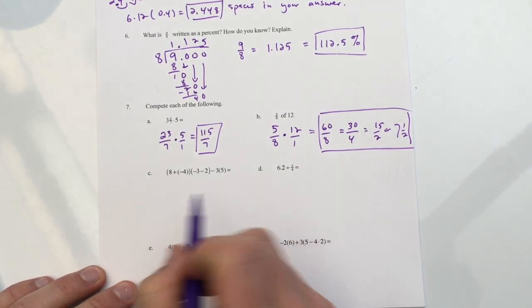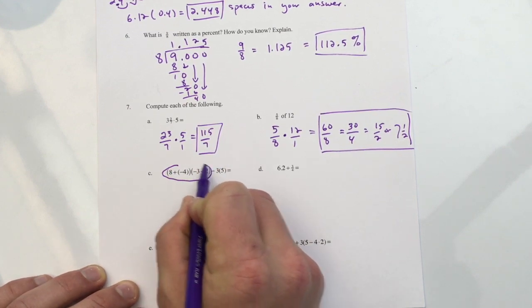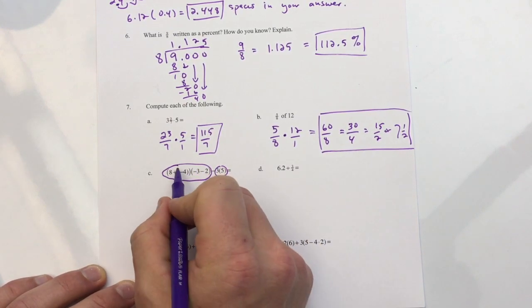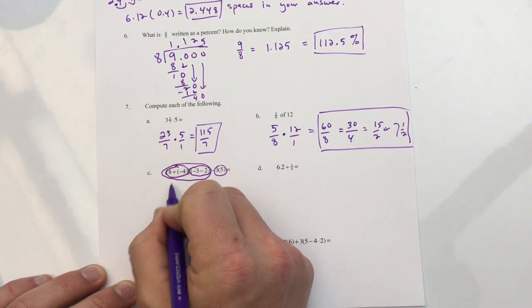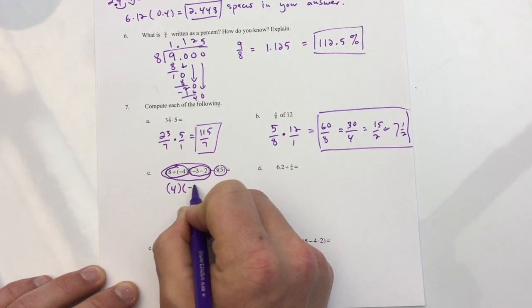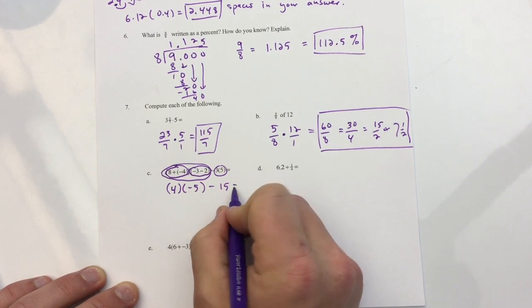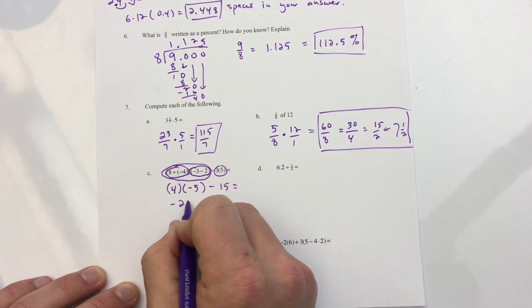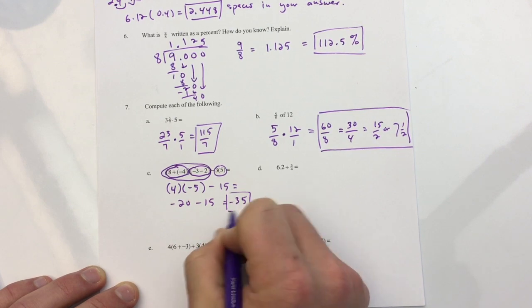All right, C, we're all experts on this problem now. I'm going to circle my terms. This whole thing is one term, and that's the other term. But within this, I have to do this first and then this. So I have 8 plus negative 4 is positive 4. 3 minus 2 is negative 5. Minus 3 times 5 is 15. 4 times negative 5 is negative 20. Minus 15 is negative 35.